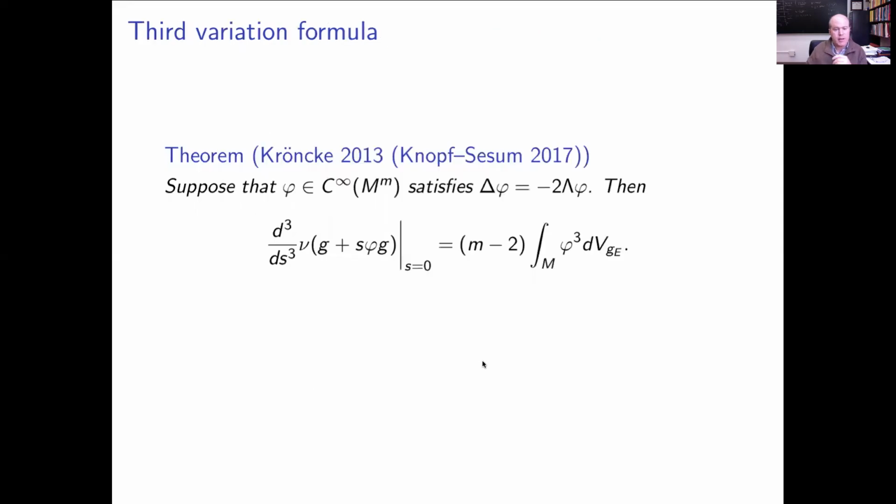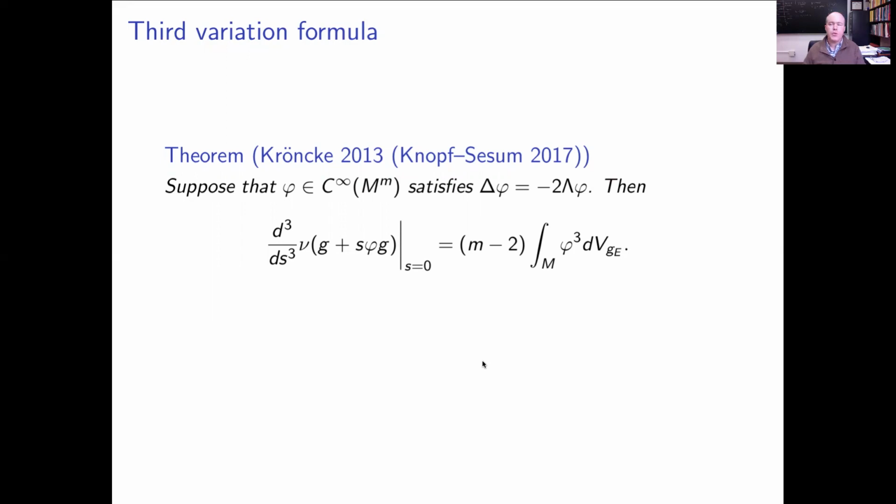Now, I would say the subject somehow got a shot in the arm or a great boost with this theorem of Klaus Kröncke from 2013, who proved a really surprising result. There's a very nice exposition of the ideas of his work given by Knopf and Sesum in 2017, who also worked out their own proof of this.